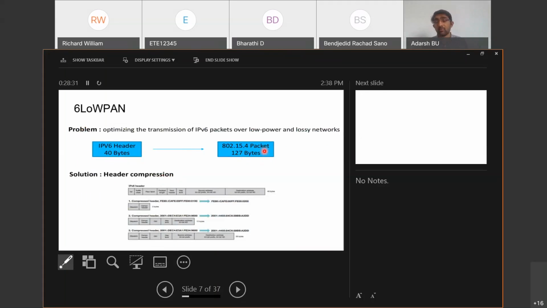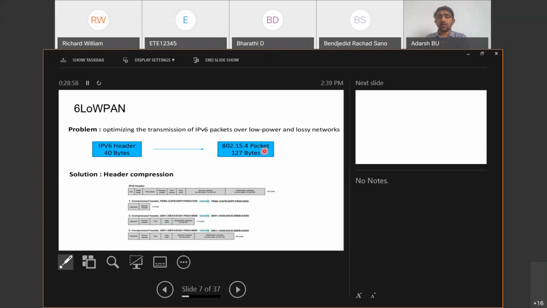In that 87 bytes, my application protocol will take some header space, my transport layer will take some header space, and my MAC layer will also take up some header space. So if I give all the space to the headers instead of my payload, my required actual data, I am going to be left with a very, very small amount of space for my payload.